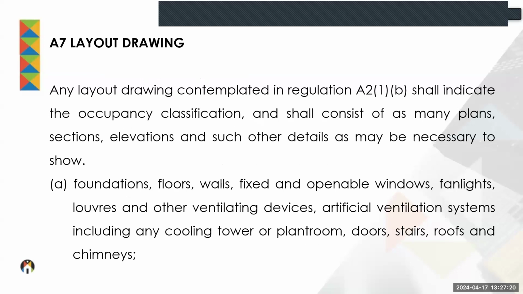A7 is your layout drawing. It consists of as many plans, sections, elevations, and details, in other words, as many as you can do to communicate what you want to show to the local authority. It must show foundations, floors, walls, fixed and openable windows, fan lights, louvers and other ventilating devices, artificial ventilation systems, which includes extractor fans, including also tower and plant rooms, doors, stairs, roofs, and chimneys.